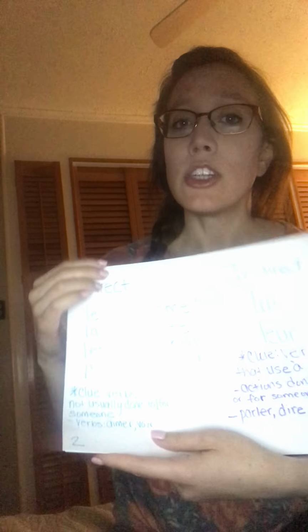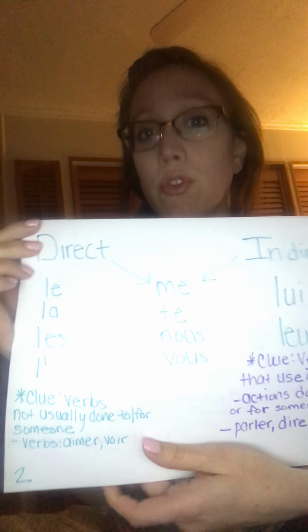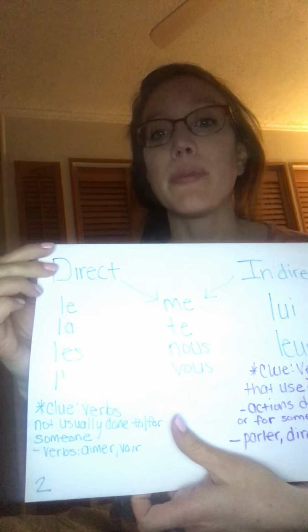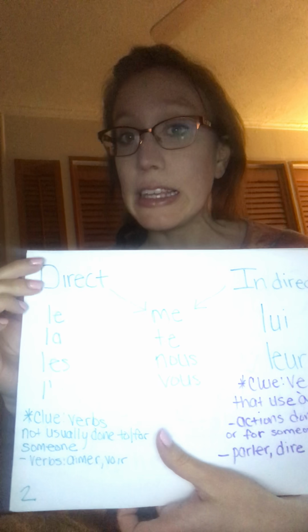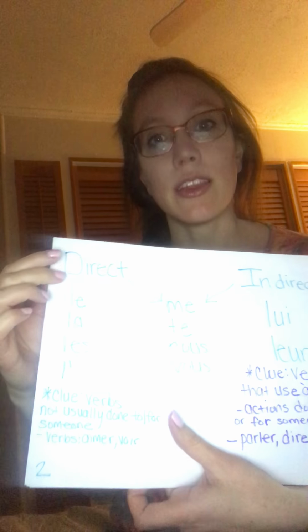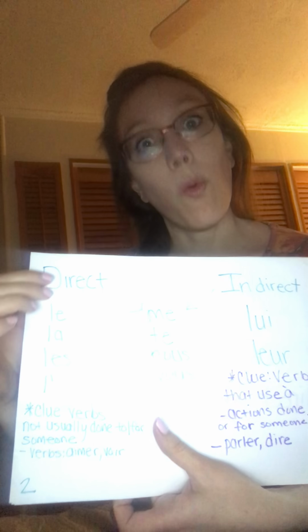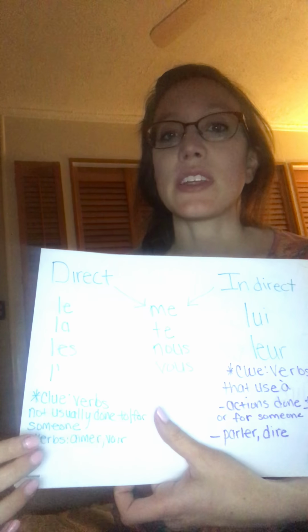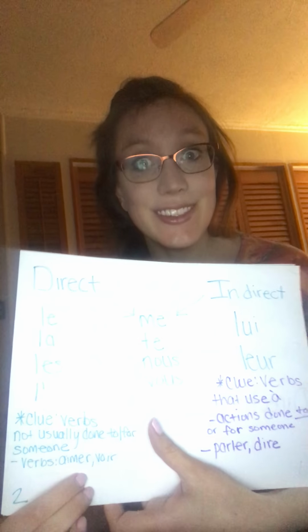On the other hand, direct object pronouns are usually used with verbs that maybe you don't do to somebody, but perhaps you like something or somebody, you see something or somebody. These do not have to pertain to people. They can pertain to things or people. Example verbs would be aimer or voir or acheter, to buy.